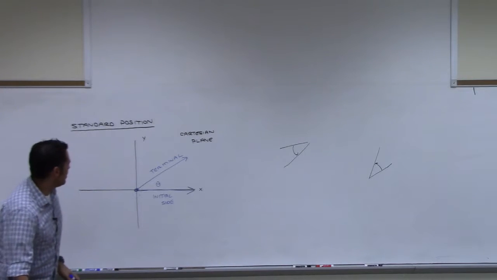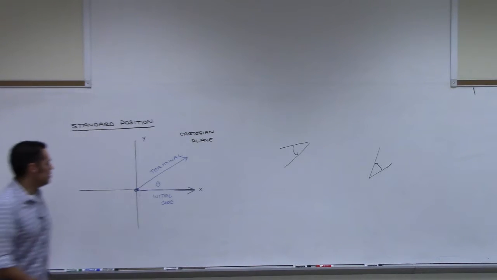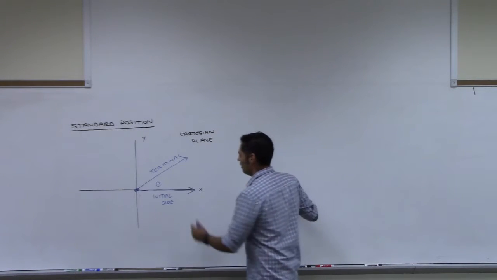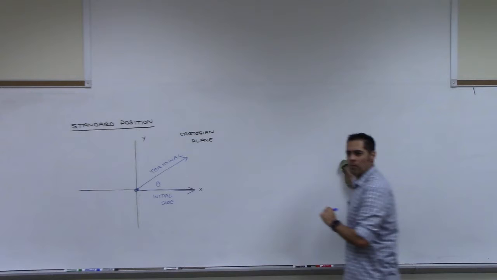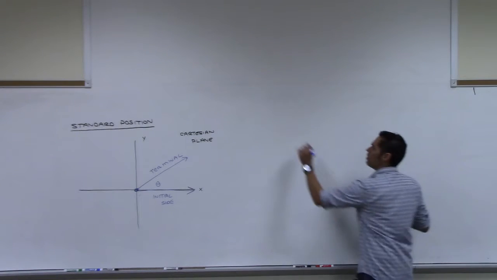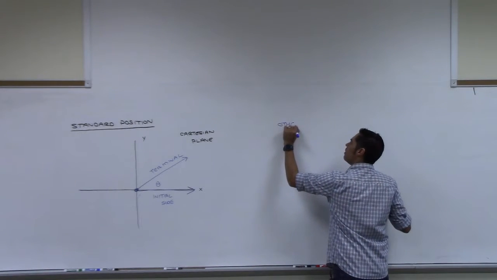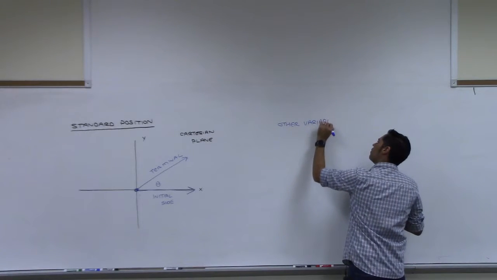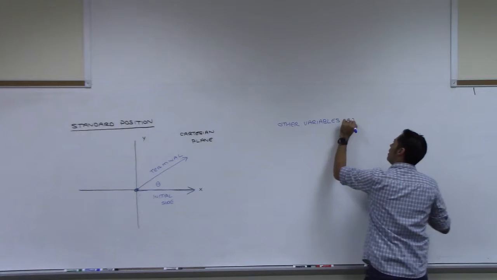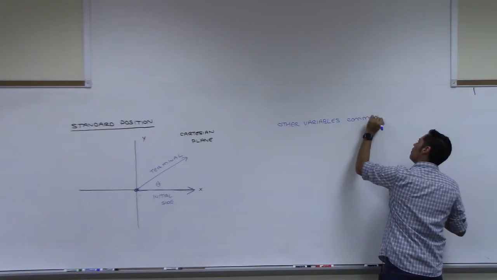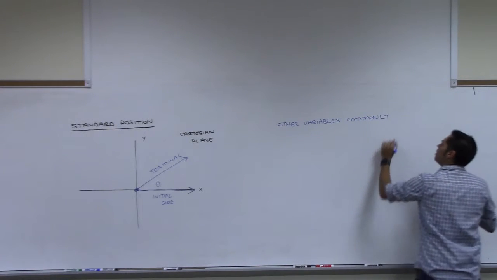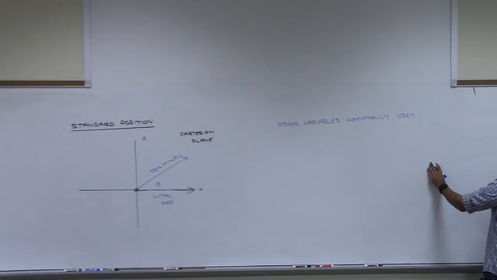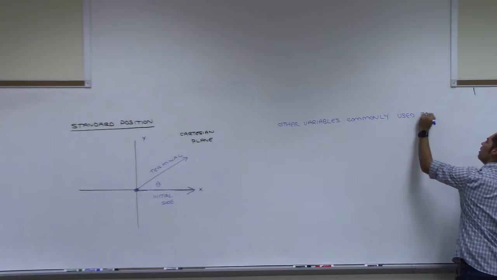Anybody know what other Greek letters we like to use for angles? Theta works. That's our most standard one. Other variables? Commonly used for angles.